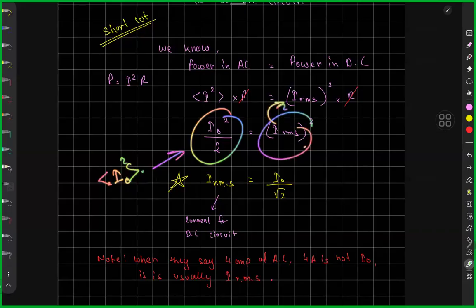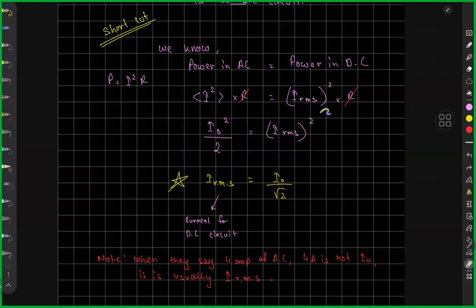And over here, what is this? This is basically the root mean square value that I'm finding out. That is exactly what I want to make the subject. To have the same power in a DC circuit, I want the root mean square value of the average current in an AC circuit, squared times R. This also follows the formula I squared R. So I make I RMS the subject, take a root on either side, and ultimately what I have is I naught by root 2. So this is the short proof of how we get root mean square current.